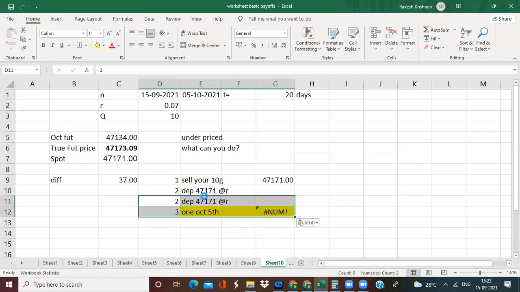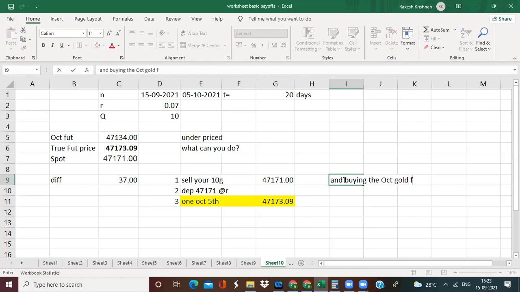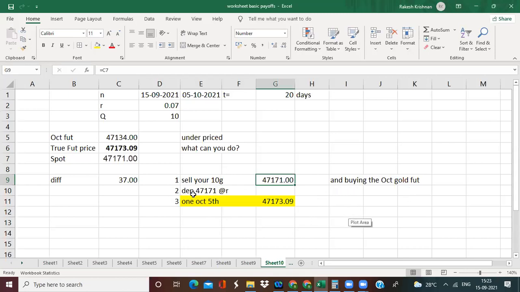Okay. So now what you do is you can have one more step. Let us say you're selling 10-gram gold and you are buying the October gold futures. So step one is you're selling the gold and getting 47,171 rupees, and at the same time you are buying the gold futures. Then step two, you are depositing the money at R till 5th of October. So on 5th of October, you are getting 47,173 rupees as your maturity amount.